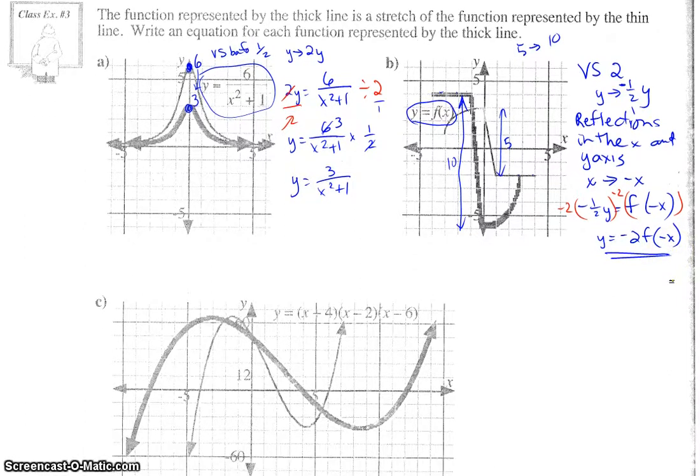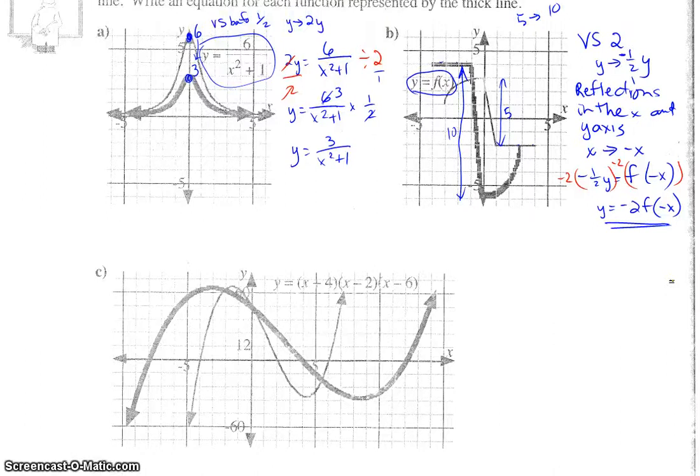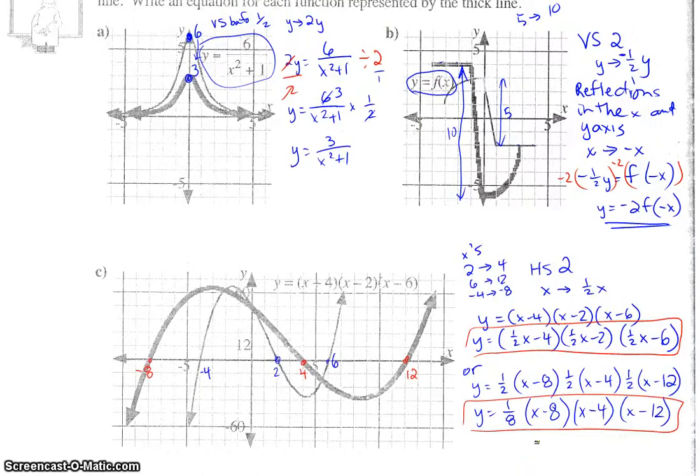Okay, C. Let's take a look at C. How about you guys try C on your own? See if we get the same answer. Okay, so the thing you want to pick up on this one to figure it out is what the x-intercepts did. That's a good place to look, to see what was done to the graph. You notice the y-intercept didn't change from one graph to the next. So that means nothing happened to it vertically.